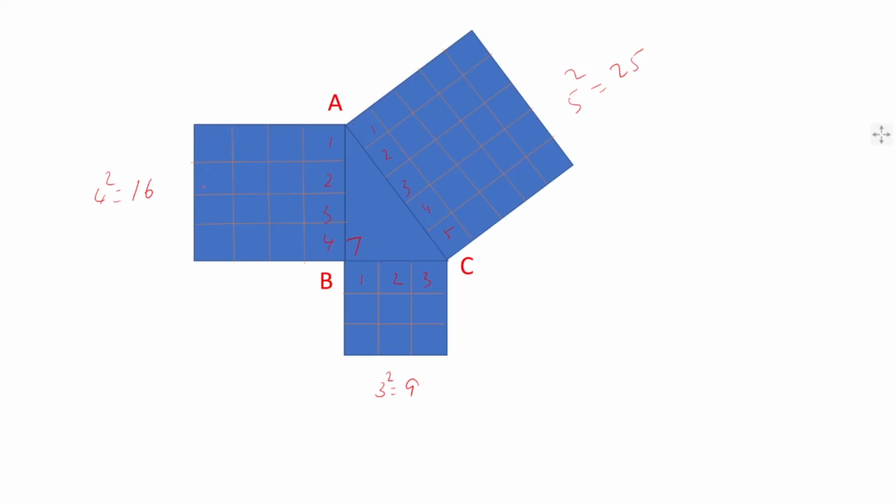Correct? 16 squares are there. That means 16 plus 9 is equal to 25. 4 square plus 3 square is equal to 5 square. 4 is nothing but the height, 3 is the base. Base square plus height square is equal to hypotenuse square. Again proved. Pythagoras is always true.